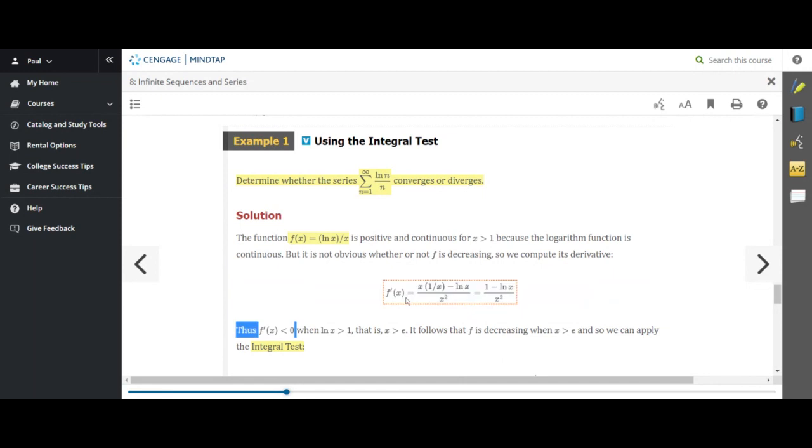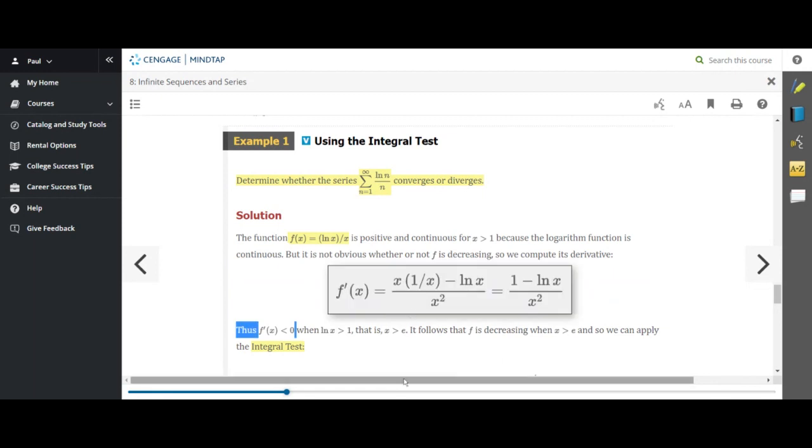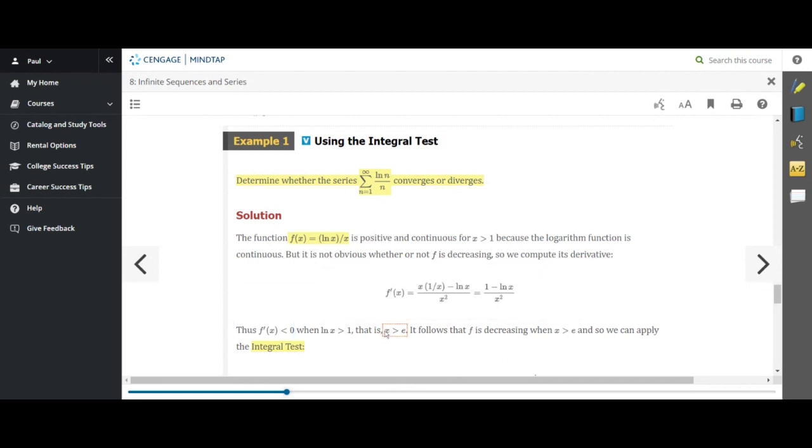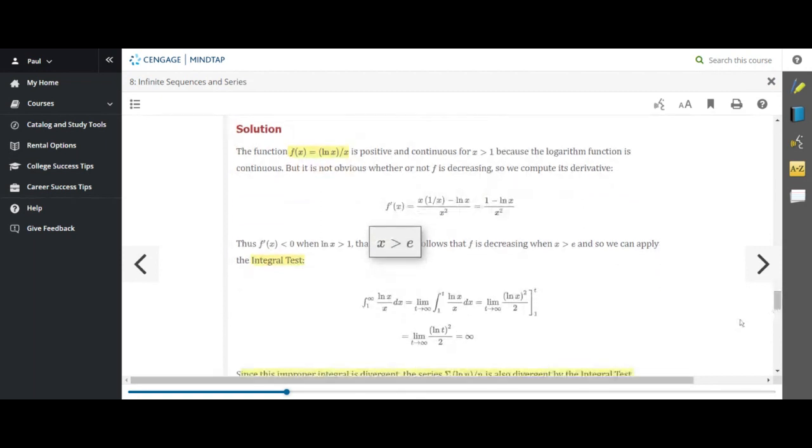They show, by taking the first derivative, that, remember in calculus 1, when can you determine if a function is decreasing? You take the first derivative and see where the first derivative is negative, right? Well, it turns out the first derivative is negative for values of x that are greater than e. And so it follows then that we can apply the integral test.